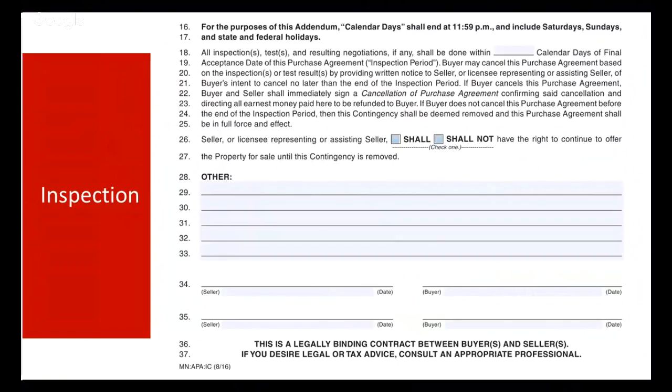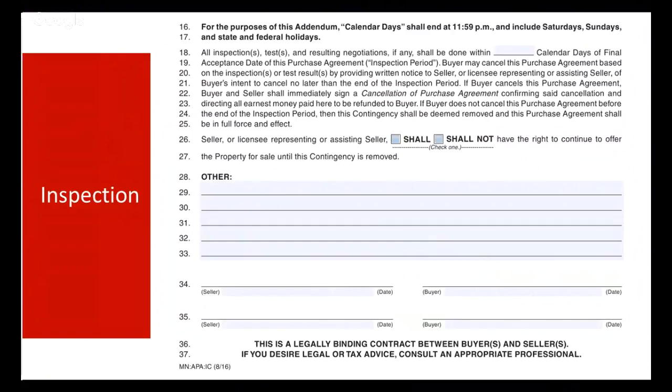Line 26, the seller or the seller's agent shall or shall not have the right to continue to offer the property for sale. Usually the box check there is shall. Shall not can be checked sometimes. If you use just shall, it stays on MLS. It just says an offer has been accepted contingent upon inspection. Not a big deal. And then, of course, you'd have folks sign at the bottom of it. Any questions on that one?